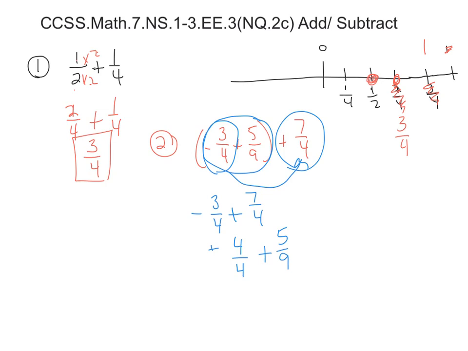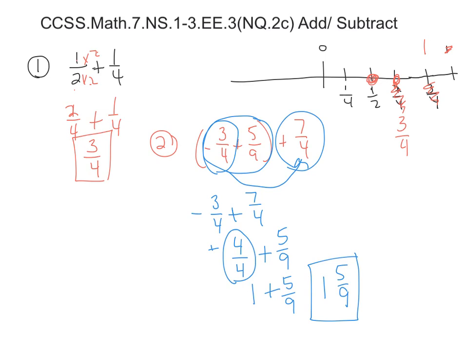So we can't forget that. So 4/4 and 5/9. Well, if you look at this, this is 1 and 5/9. And that is our answer. So we follow the negative rules. And so now we have a fraction that's an answer.